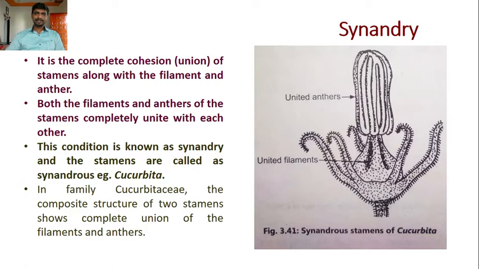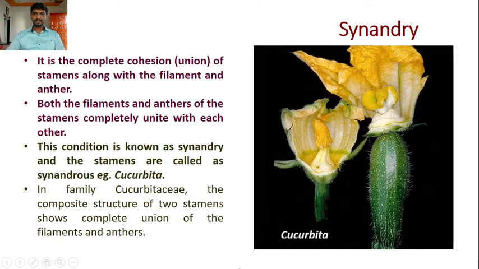been seen. Such a condition we call the synandrous condition, where there is a complete cohesion of stamens along with the filament and anther. This is the example of Cucurbita, where the cohesion of filament as well as the cohesion of anther has been seen. Such a condition is called synandry.